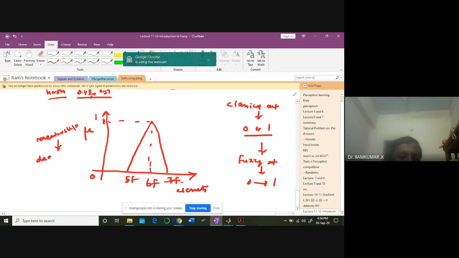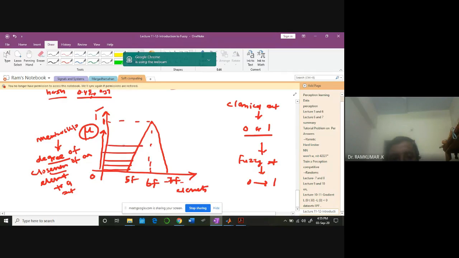Membership is degree, you did not forget this one. Degree of closeness of an element to a set. So membership mu indicates 1 means the degree of closeness is what? Very close. It's fully close. It is inside the set fully. But we have something called grading values between 0 to 1. So it can be 0, it can be 0.1, 0.2, 0.5, 0.6.